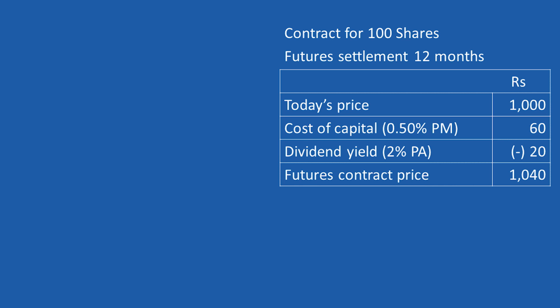Another assumption: today's price for the stock is 1,000 rupees. Cost of capital I have taken at the same 0.5% per month, or 6% per annum, for 3 months, which is 60 rupees. Dividend yield on this particular stock is expected to be 2% per annum. That is, if you invest 1,000 rupees, you will get 20 rupees dividend. Futures price for this particular stock will be 1,040. That is 1,000 rupees, which is the spot price, plus cost of capital 60 rupees, minus Y, which is the dividend yield, is equal to the futures contract price, or F, which is 1,040.